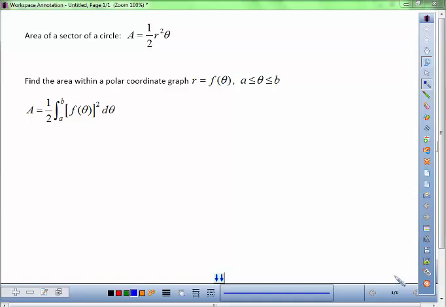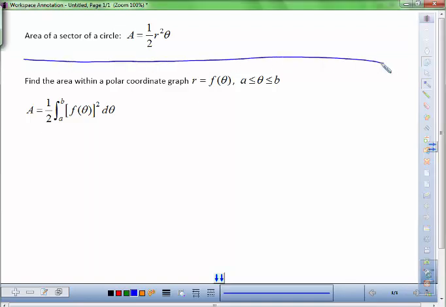Now that we know how to graph polar coordinates, let's do some calculus on some polar coordinates. And let's start with areas. And before we get to the actual formula, the calculus part, let's take a look at the area of a sector of a circle.